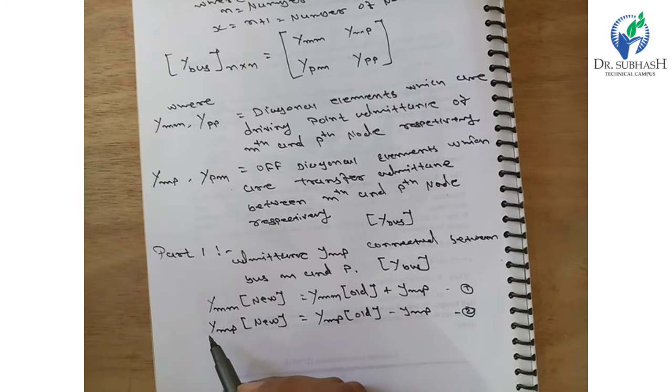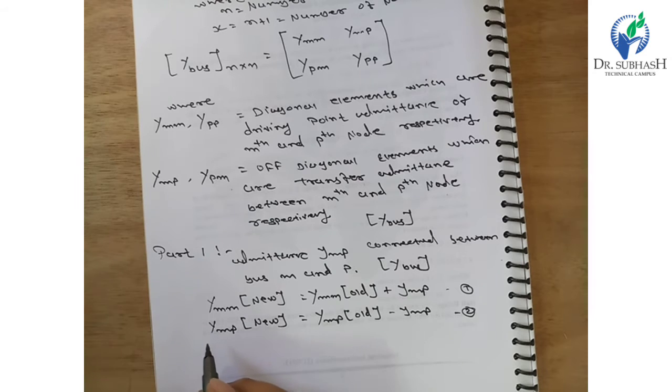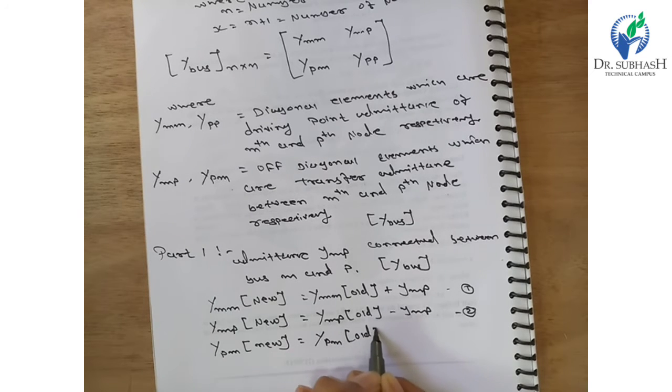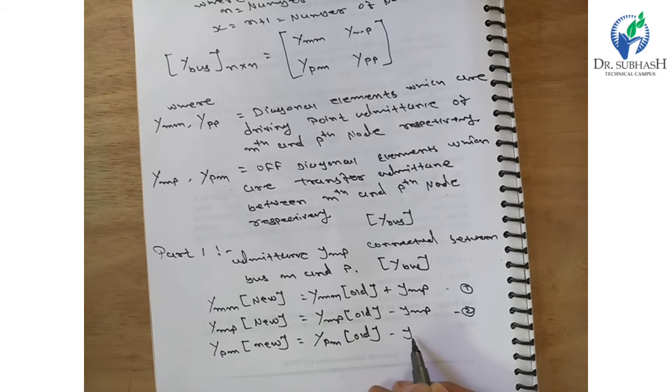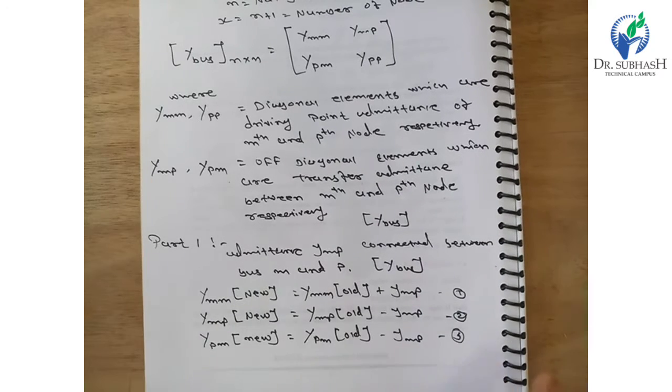It is a new form of Y_MP. A new form of Y_MP is equal to Y_MP old minus Y_MP in small form. In the same formation, Y_PM in a new form is equal to Y_PM old minus Y_MP. This is equation number 3. All are the admittance Y_MP connected between bus M and P.